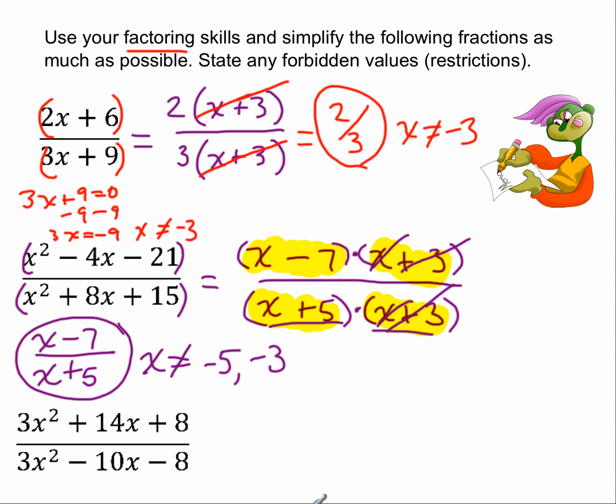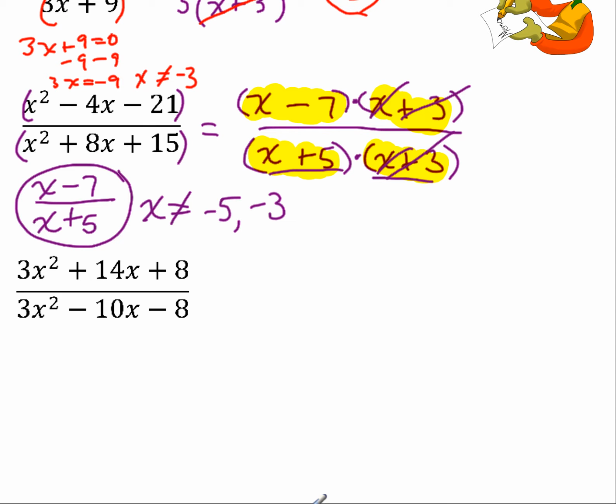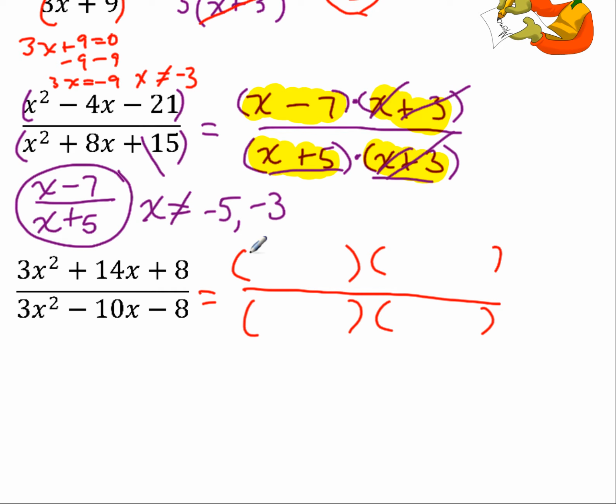Okay, moving along. I take a look at what I've got and I see this is not the same as this. I do see some similarities, but I don't see the exact same thing. I've got 3x squared and I've got 8, but my middle term is different and my signs are different. So I can't cancel it unless I try to factor it and see if any of the factors are the same. So I'm going to try and factor it. This looks tricky to factor. Are there any GCFs? No, because if I had a GCF, that would make things a little bit easier.